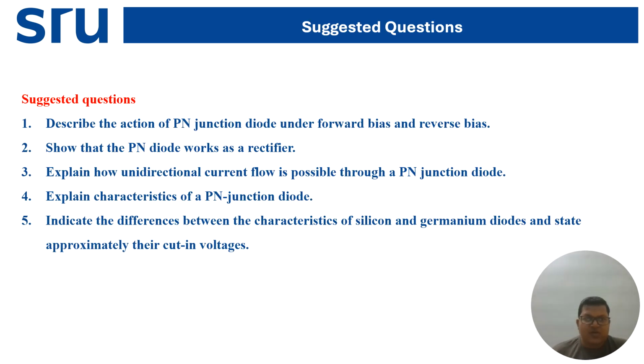Okay, so what questions could come? Here the questions could be: describe the action of a PN junction diode under forward bias and reverse bias, so that the PN diode works as a rectifier. Explain how unidirectional current flow is possible in a PN junction diode. Explain the characteristics of a PN junction diode. Indicate the differences between the characteristics of silicon and germanium diodes and state approximately their cut-in voltages. The cut-in voltages are different for both types of diodes. That's why the examiner might ask these questions.